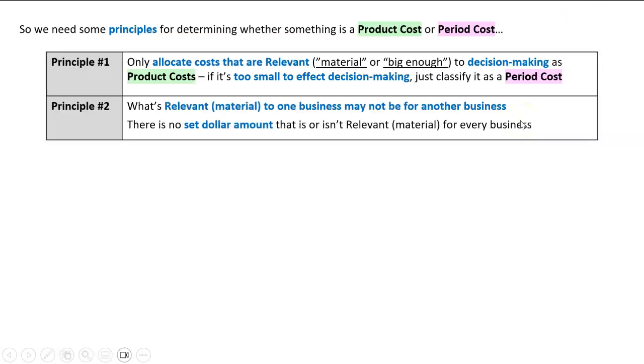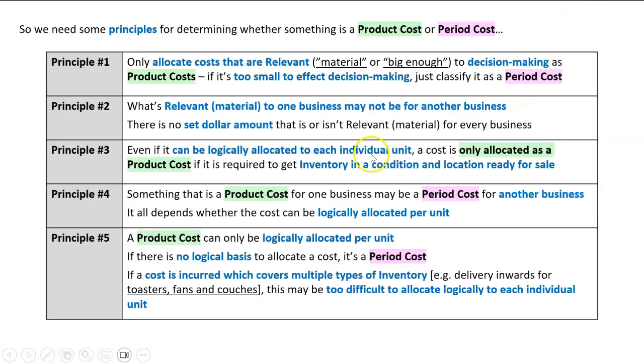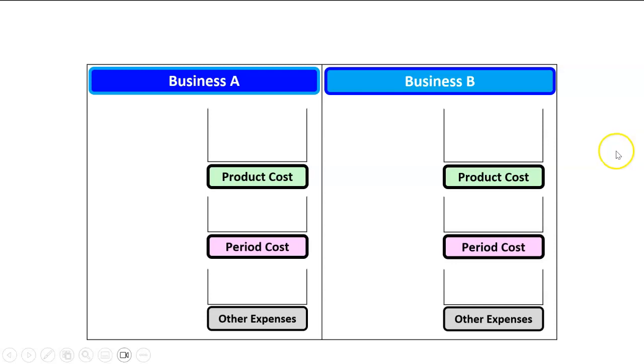And we're going to talk about these 5 principles here. So let's go through each one. These will help us spot a product cost or a period cost. And what we'll do for each example is have business A on the left, business B on the right, and look, they'll do things differently.